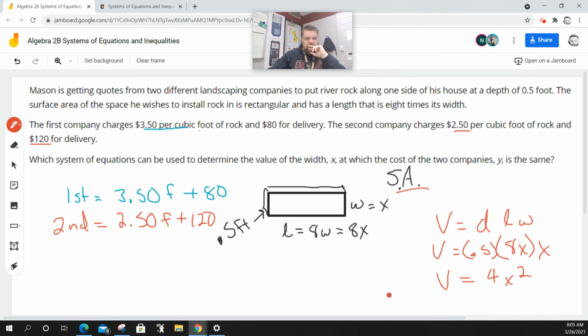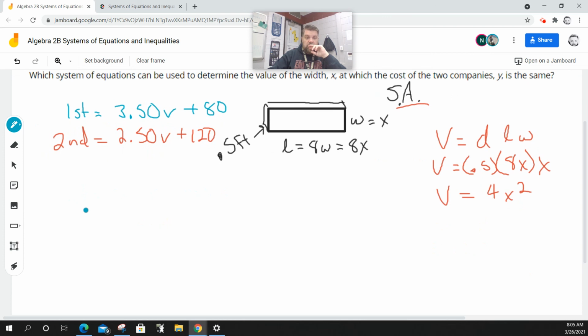Now, I think I can change these values to V because it should be the same for both of them. So this one would just be V, and this one would just be V because we're being charged by the cubic feet. So let's try it and see. And if the math looks good, it looks good. So on the first one, the equation would be 3.5 times the cubic volume, which is 4x squared, plus 80.